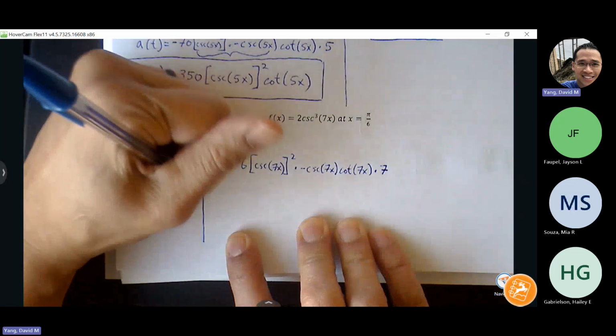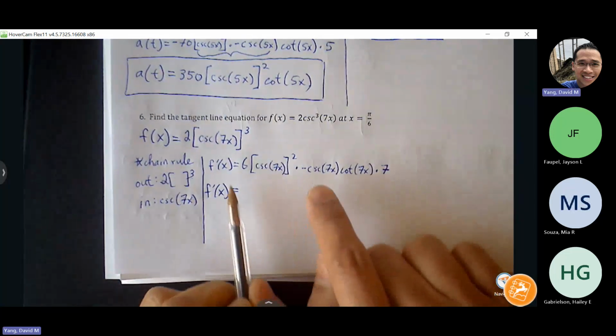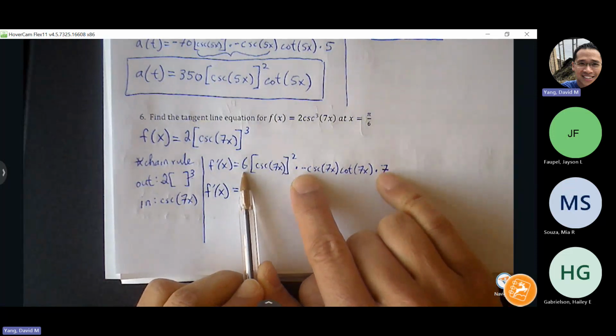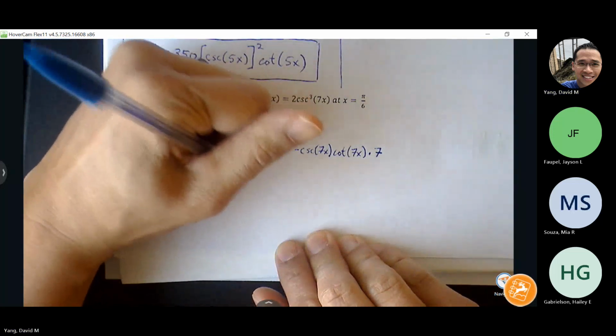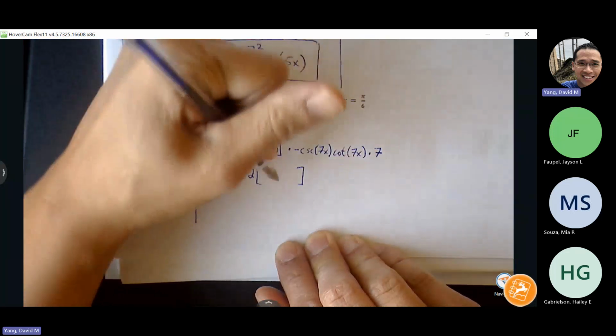Okay, let me clean this up here. Pull all the non-trig related terms out in front. The 6, the -1, the 7 can go out in front as -42. Merge the 2 cosecants together. I can make it cosecant cubed.